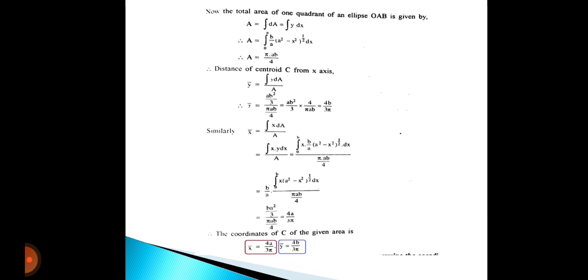by 3 pi. Similarly x bar should be integration x dA by A. So putting the value of x, putting the value of dA and the limit, we will get the value of x bar, that is 4a by 3 pi. So the coordinate of C of the given area, that is x bar, is 4a by 3 pi and y bar equals 4b by 3 pi.